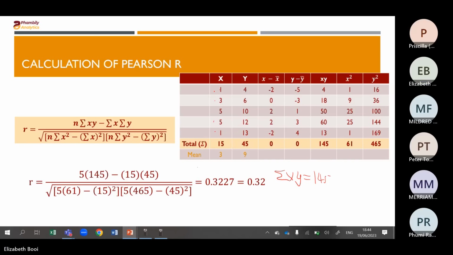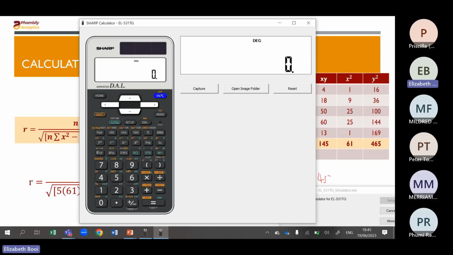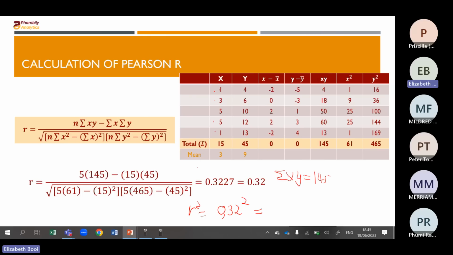Now, this is if you are calculating your R. If you're calculating R squared, you are just going to say 0.32 squared, and that will give you your R squared. So you will just say 0.32 squared, and your R squared will be 0.1024. And that's how you will calculate your coefficient of determination, your coefficient of correlation.